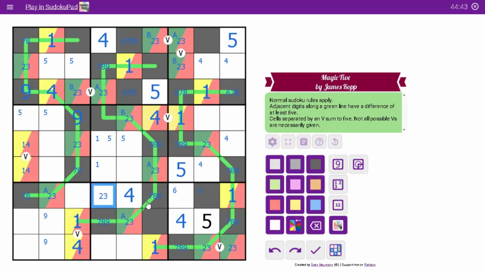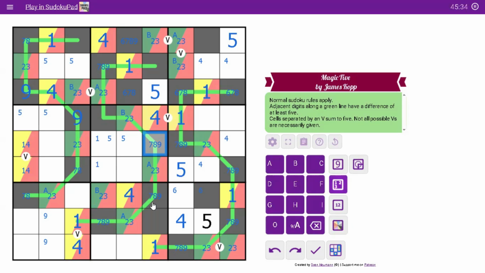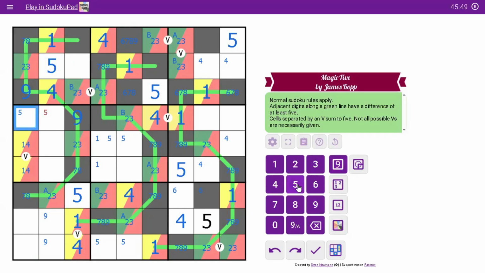Now, this is B, clearly. Now, what is that doing? So now the 5 is down here, clearly, which puts 5 here, puts a 5 there, which makes this a 5.